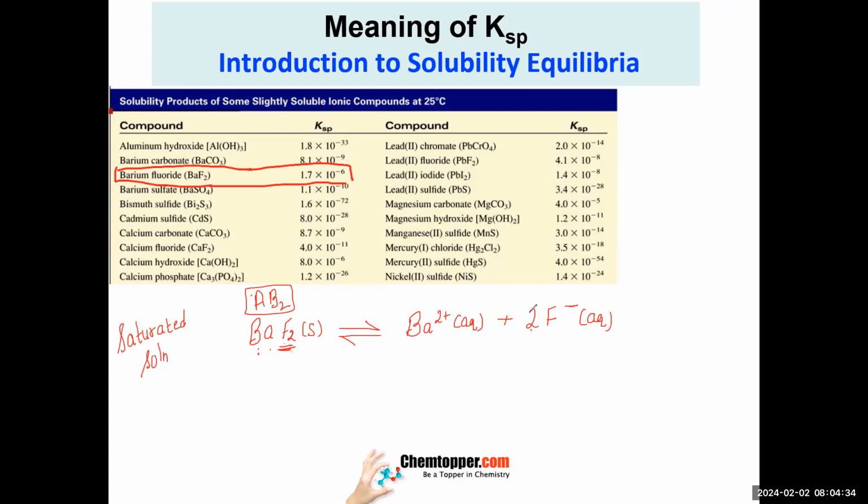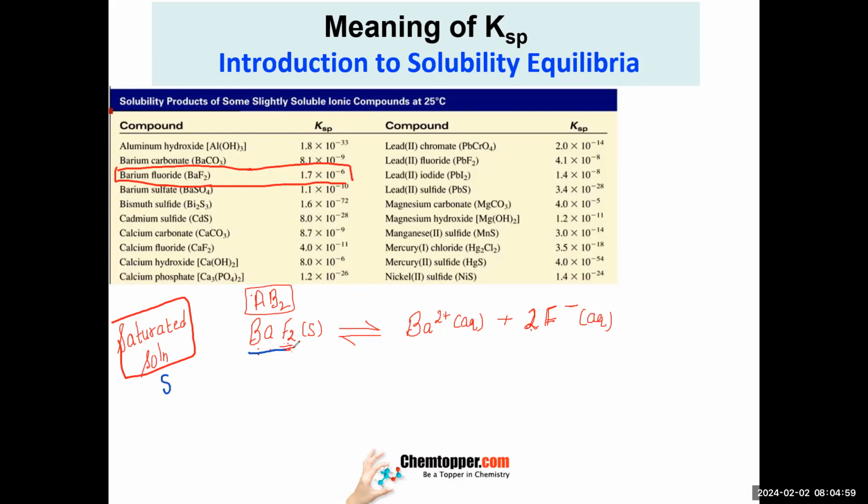Yes, two in total. But I'm not asking in total. I'm asking what is the charge on F, not on 2F, right? That's how you can work it out. If this is 2 plus, there are 2 fluorines, so each fluorine is 1 minus. Okay, now let's say the molar solubility of this compound is S.